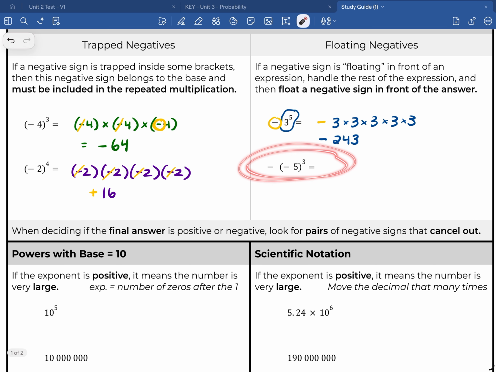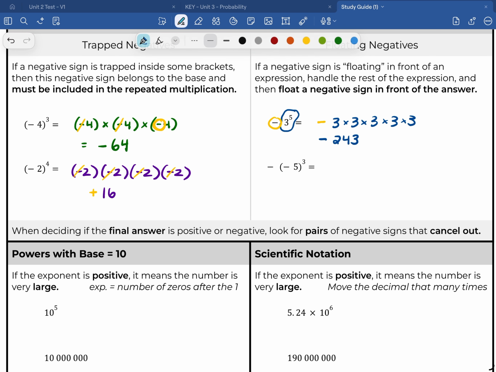In this example here, we have a mix of a floating negative and a trapped negative. I would still approach this the same way that we did with the floating negative in the last one, to say, let's figure out what all of this stuff is, and then slap an extra negative in front of that. So we'll have -5, -5, -5. So that's -5 to the power of 3.